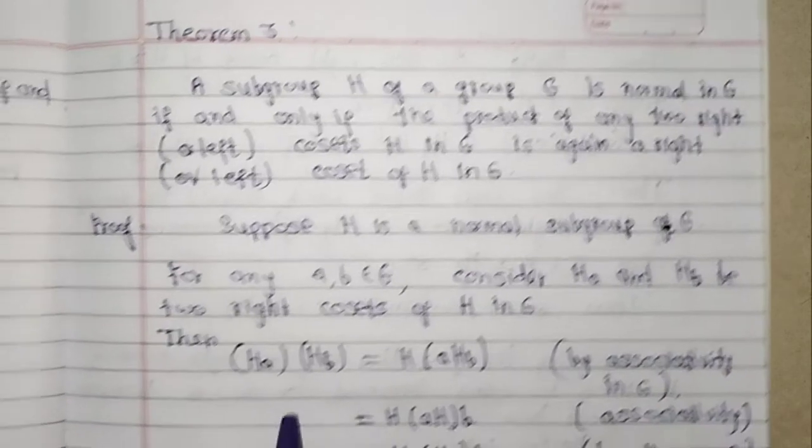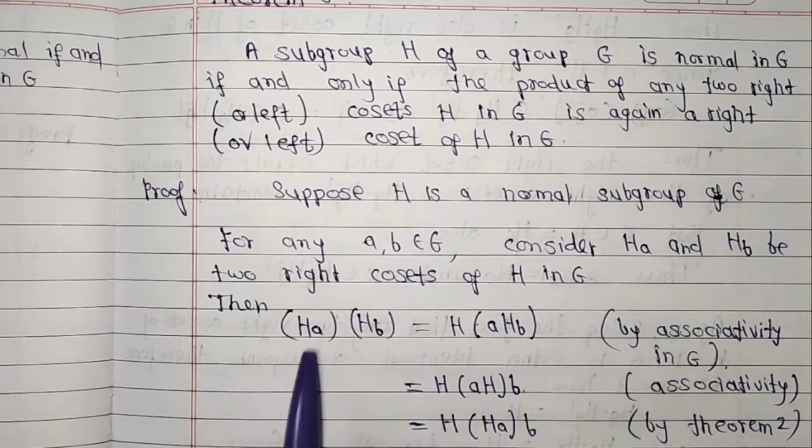Then the product of Ha and Hb, Ha dot Hb, equals H(aHb). This is by the associative property in a group, which is equal to H(aH)b. This is also by the associative property, only changing the brackets. This is equal to H(Ha)b.